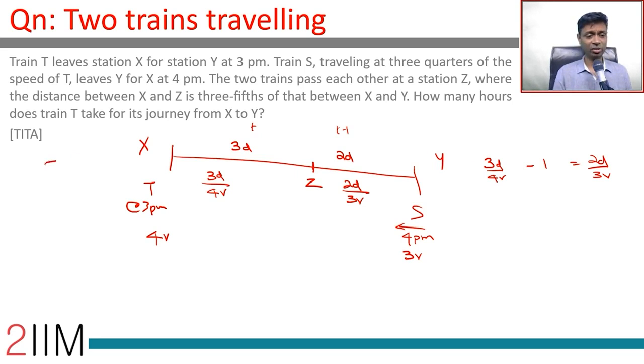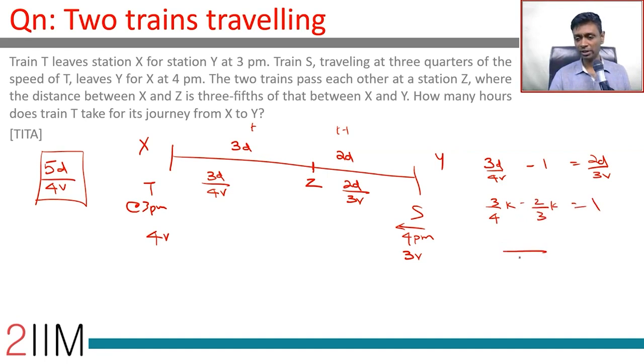How many hours does the train T take for its journey from X to Y? The distance is 5d, the speed is 4v, so 5d by 4v. This is what we need to find, and this is what we know. So if we find d by v, we are through. I'm going to call d by v as k. 3 by 4k minus 2 by 3k equals 1. LCM is 12. 9k minus 8k by 12 is 1. So k is 12. The time taken is 5 by 4 times 12, which is 3 into 5, 15 hours.